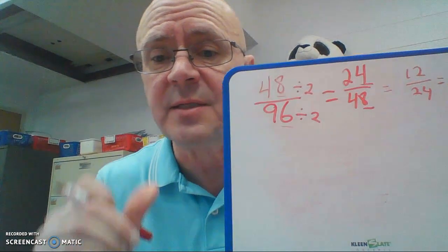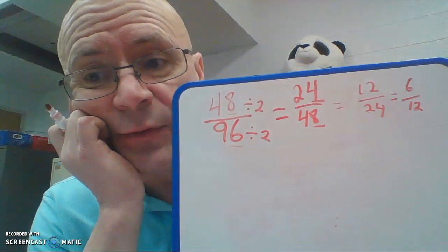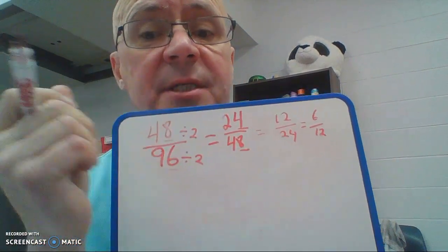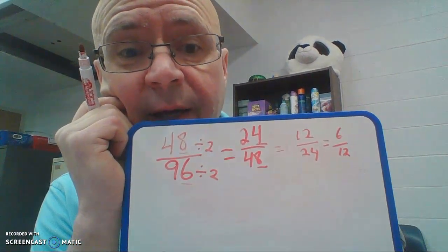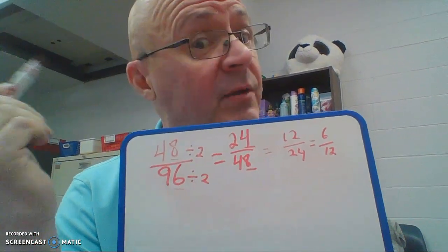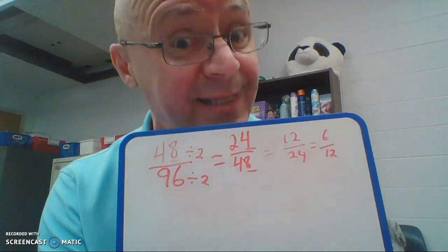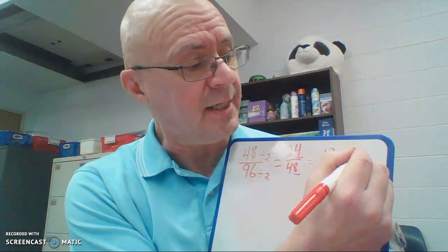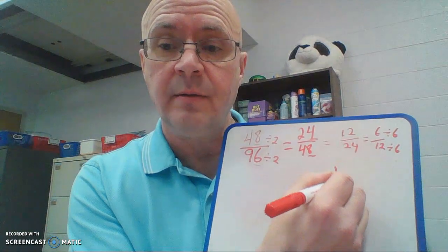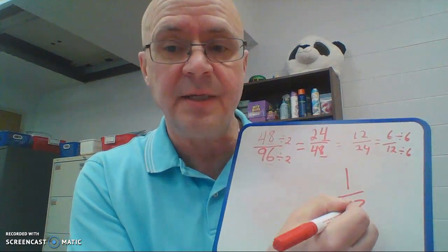Now, do you see this? 6 over 12. Some of you might say, wait a minute, 2 times 6 is 12, so I can divide both of them by 6. I can divide 6 by 6, and I can divide 12 by 6, and that gives me 1/2. 6 divided by 6 is 1, and 12 divided by 6 is 2.